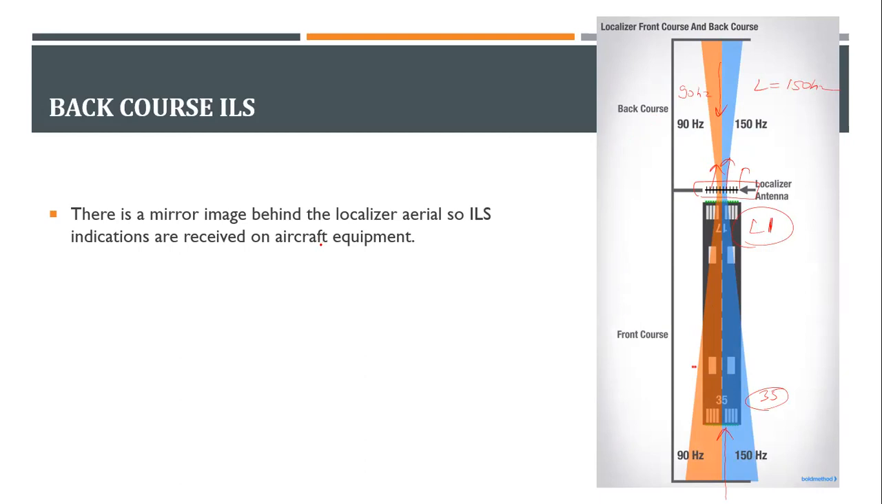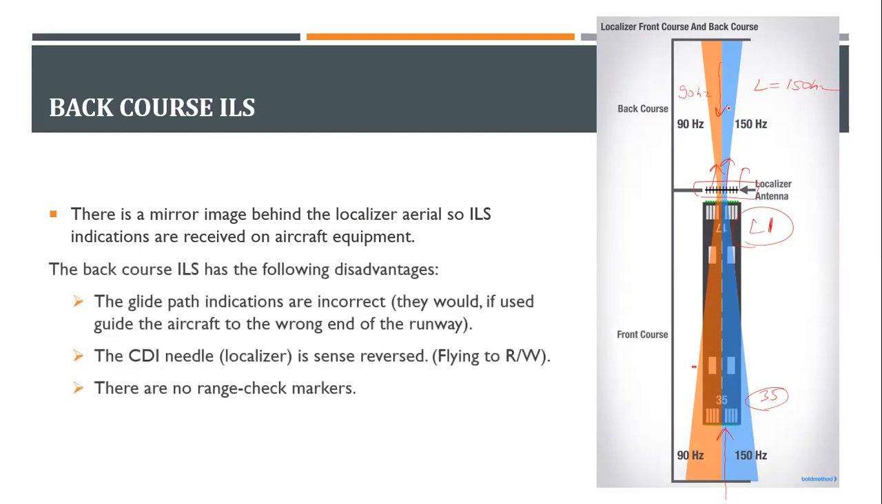On my CDI or HSI, I will have something called reverse sensing, because if I go to the left, my radial will also go to the left. So the CDI will show me the reverse signals. This is known as back course approach, and it is illegal to fly that in India. In some parts of USA, you are allowed to fly that, but in India, it is illegal or banned.